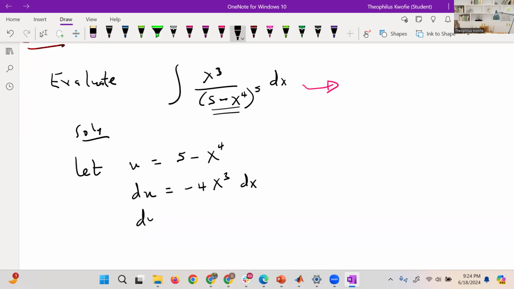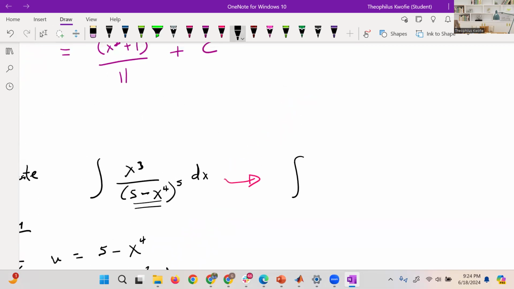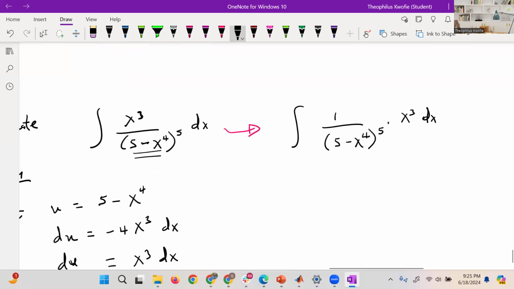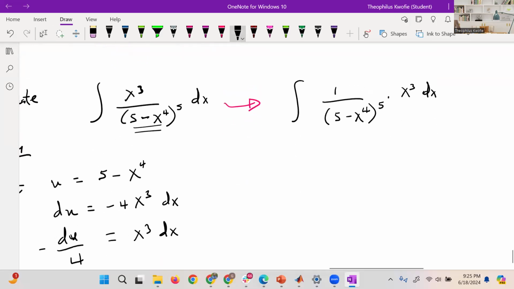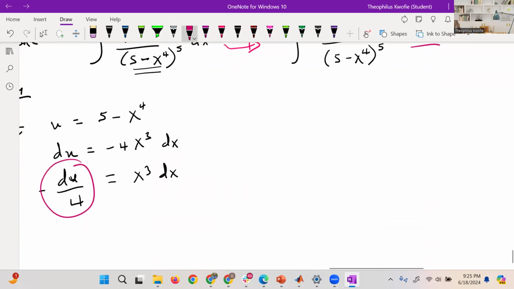We can isolate so that we have this. So in which case this we can just write as 1 over 5 minus 4, 5 minus x to the power 4, multiplying x to the power 3 dx. Which means that wherever I see x to the power 3 dx, I just have to replace it by the whole of this one. Is that okay? Very important.